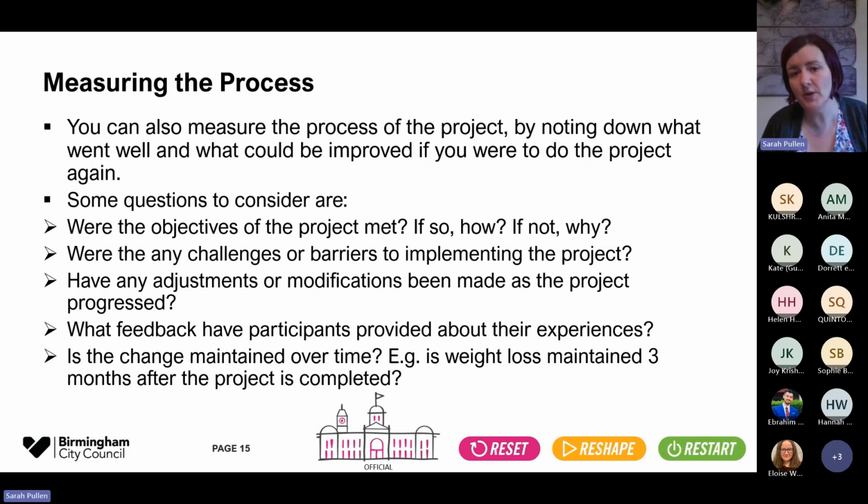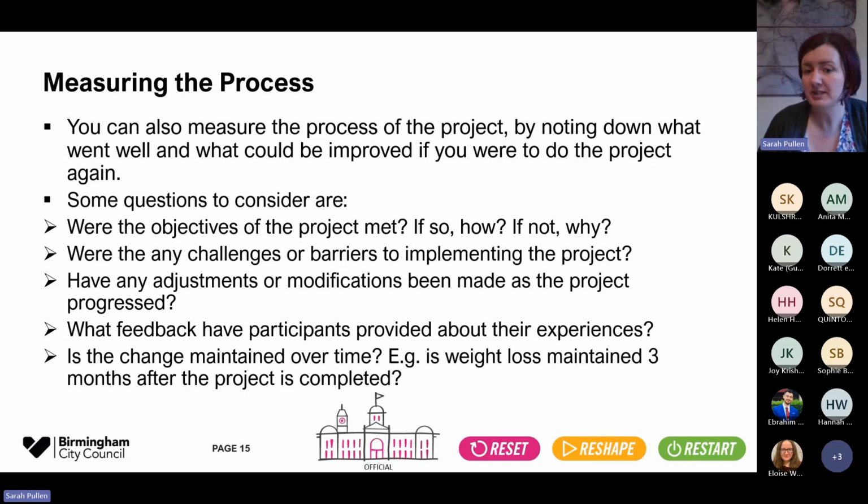Some of the questions you might want to consider are, were the objectives of the projects met? If so, how? And if not, then why? Were there any challenges or barriers to implementing the project? Have any adjustments or modifications been made as the project's progressed? This might be because you recognise that people weren't engaging with the delivery model and you had to adapt it to make it easier for people to engage, or there might be other reasons too.